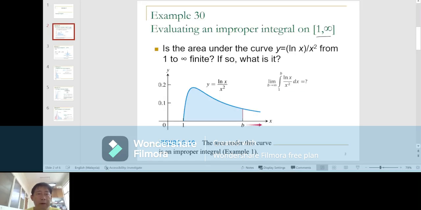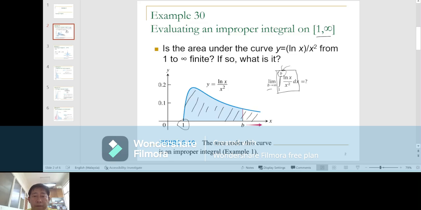The first example of the improper integral we will see is to evaluate the area of the function y equals ln x over x squared for x ranging from 1 to infinity. The area is calculated as the integration of the function y by taking the upper limit to infinity. If the limit of the integration in terms of b is finite when b is taken to infinity, then the limit of the function that represents this proper integration would be the value of the area under the curve considered.